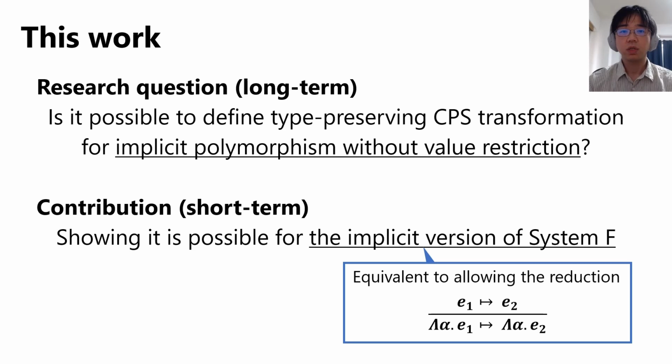So more formally, we are working on the implicit version of System F, which is equivalent to the System F that allows this evaluation. So the body of type abstraction can be evaluated if it is not a value. So handling effectful languages is left for future work, but we find that obtaining type-preserving CPS transformations in implicit polymorphism is very challenging even for the pure language.